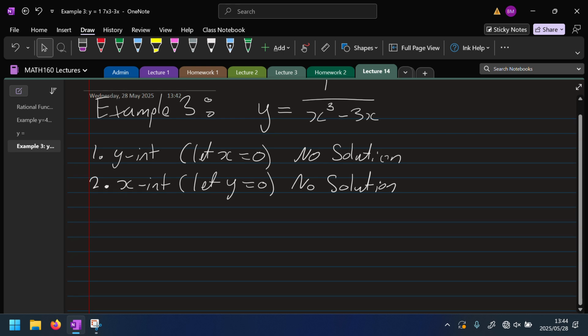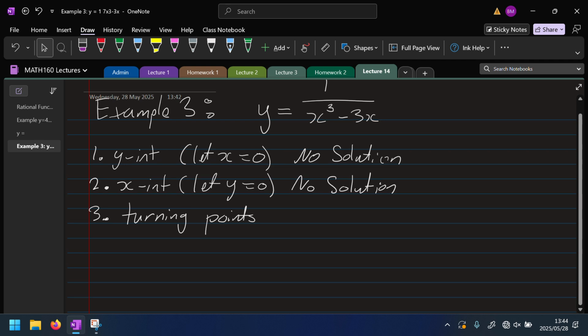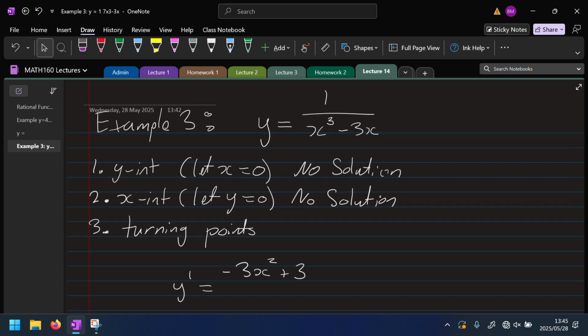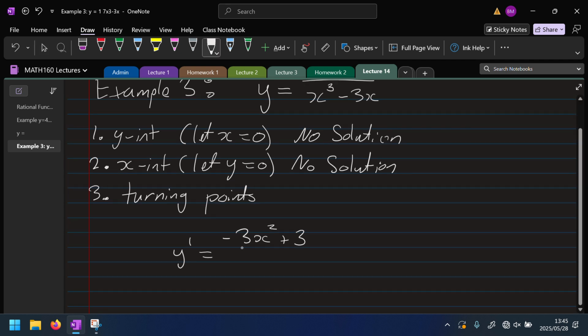So number 3, turning points. We want to do y prime. Again, it's a fraction, so you can just use the quotient rule for that. So we end up with y prime is equal to minus 3x squared plus 3, from the derivative at the bottom with that minus sign from the quotient rule, all over that bottom part squared. So x cubed minus 3x squared.